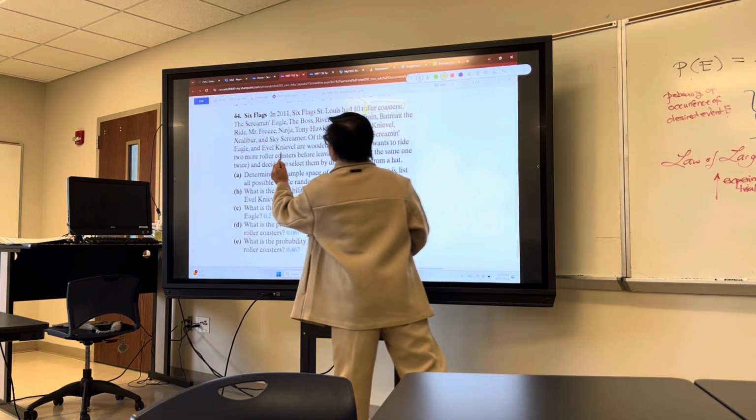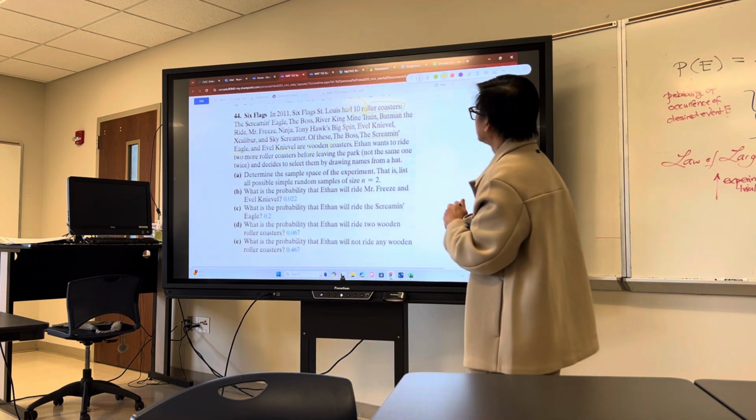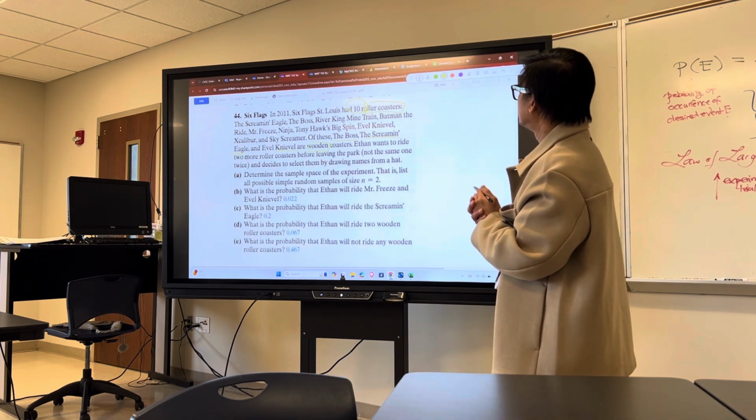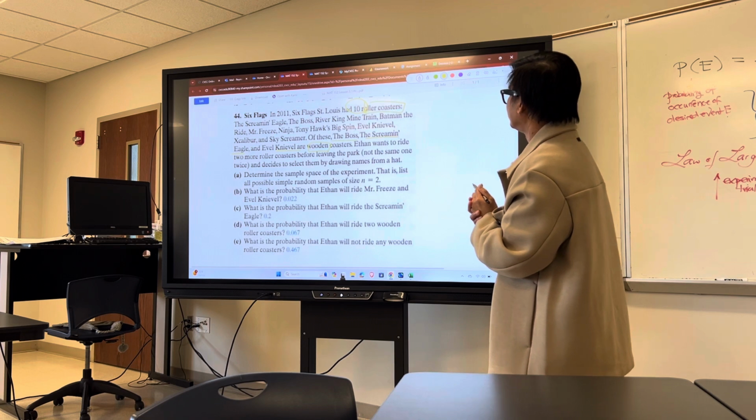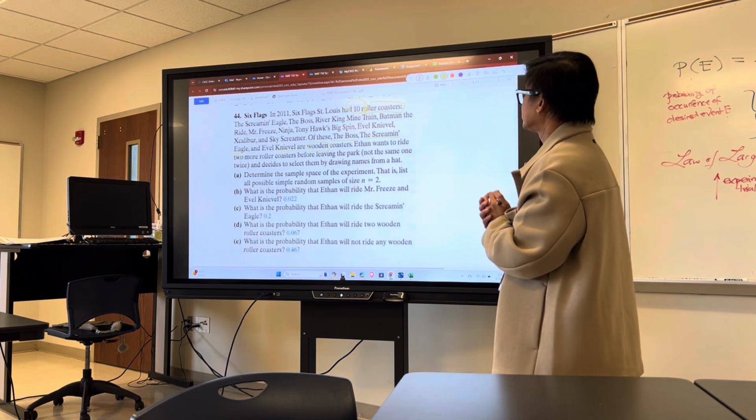Ethan wants to ride 2 more roller coasters before leaving the park, not the same one twice, and decides to select them by drawing names from a hat. Determine the sample space of the experiment. That is, list all possible simple random samples of size n equals 2.